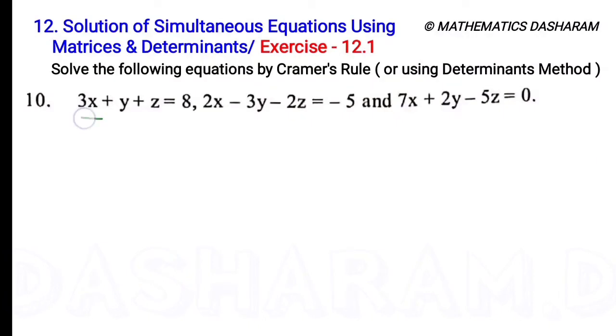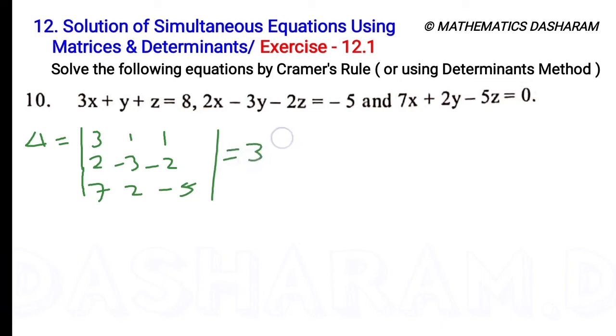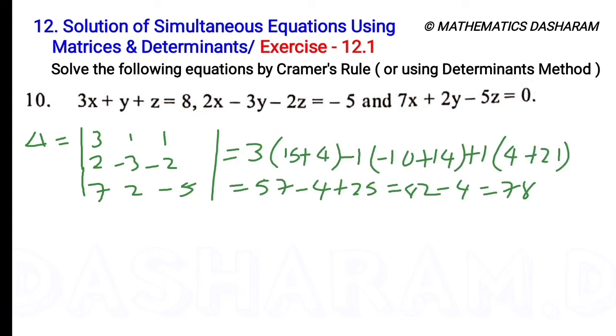10th question: 3x plus y plus z equals 8, 2x minus 3y minus 2z equals minus 5 and 7x plus 2y minus 5z equals 0. Delta equals the coefficients of the first equation 3, 1, 1, the coefficients of the second equation 2, minus 3, minus 2, and the coefficients of the third equation 7, 2, minus 5. So let's find its determinant. It equals 78, not equal to 0. So the given equations are consistent equations.